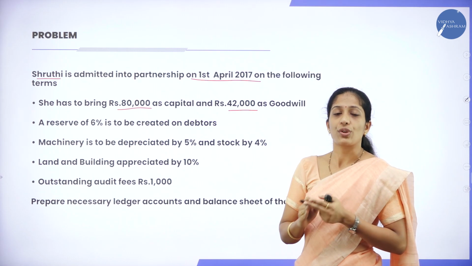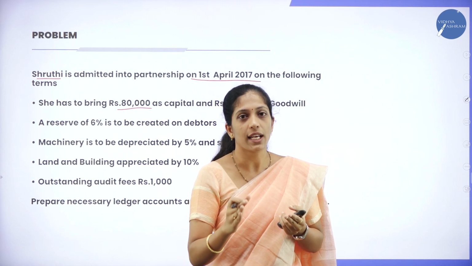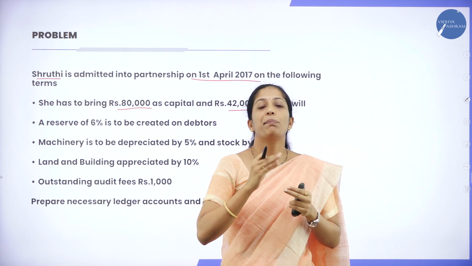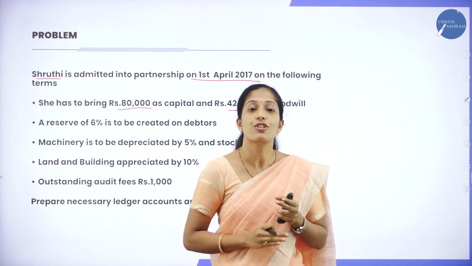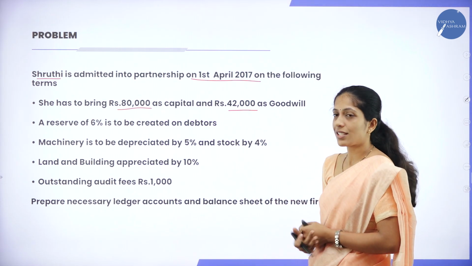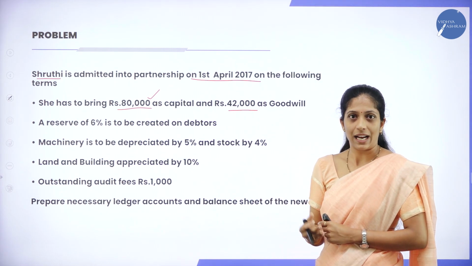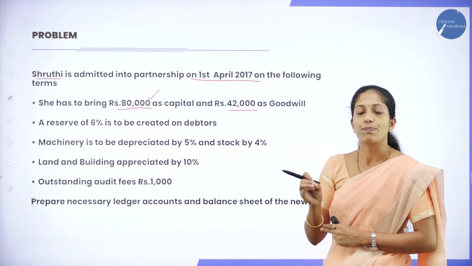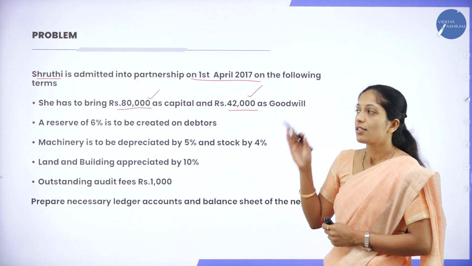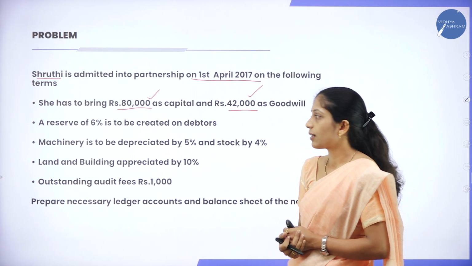Now I have already told you in your previous session, when a new partner enters into a partnership firm, he or she has to bring capital. Other than the capital, they will bring some extra amount which is called goodwill or premium for goodwill. Now in this problem, Shruti is a new partner. During her admission into the partnership firm, she has brought 80,000 as capital and 42,000 as goodwill. So this is the first adjustment, that is relating to capital as well as goodwill.